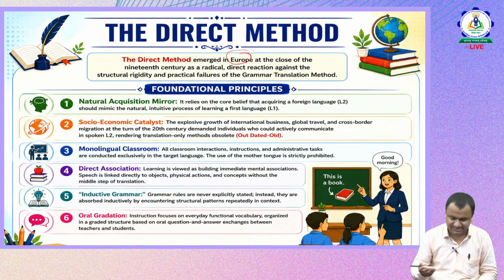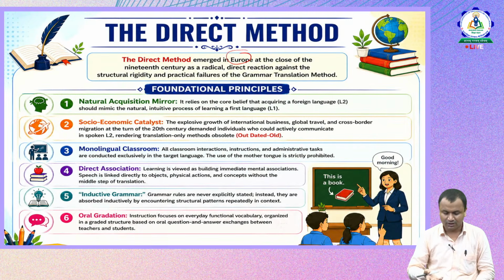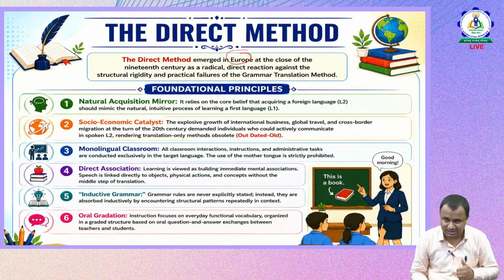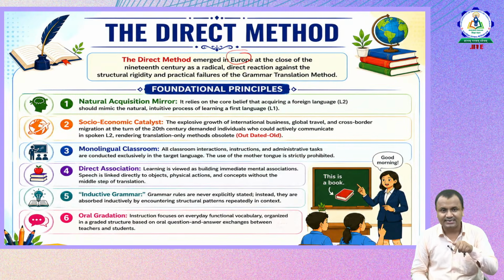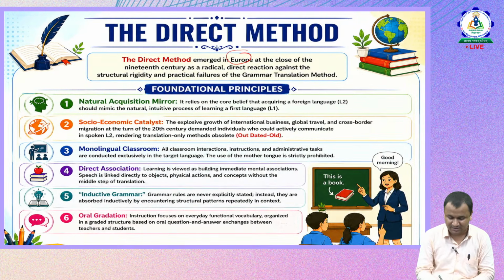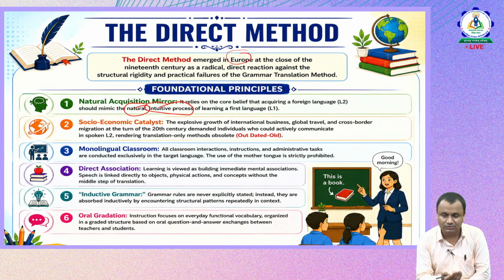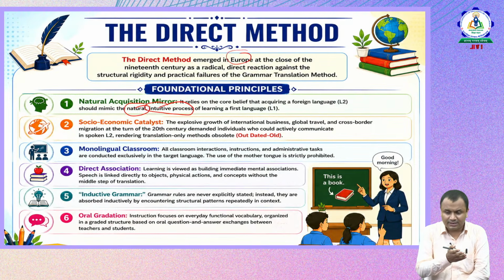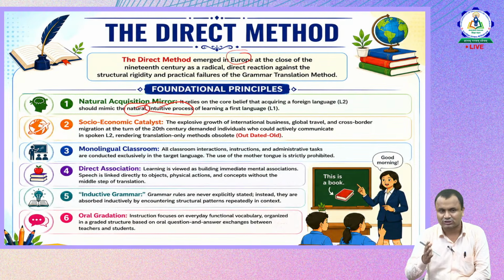Number one, let's see the foundational principles or features of the direct method. It relies on the core belief that acquiring a foreign language, which means any target language, or English in the context of India, should mimic the natural intuitive process of learning a first language. The natural intuitive process of learning the first language. So the academicians, the linguists who support the idea of the direct method, say that language acquisition should be in a natural way.